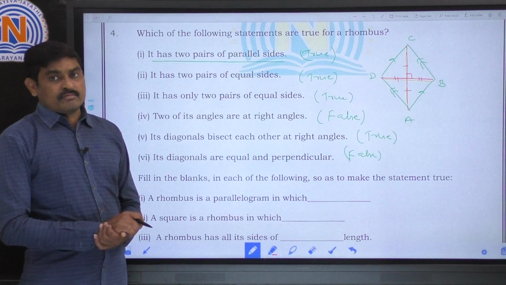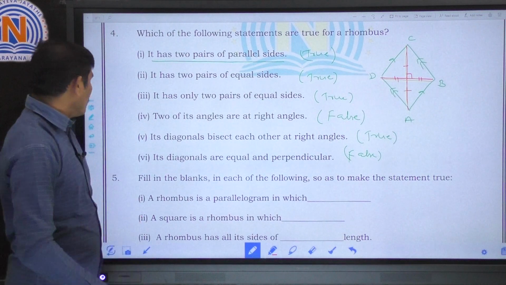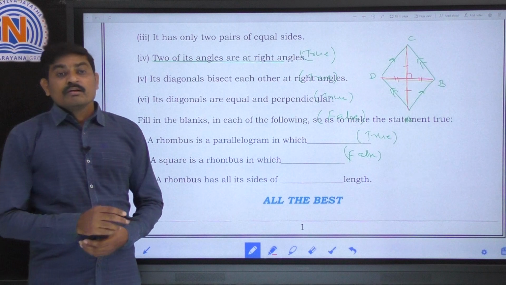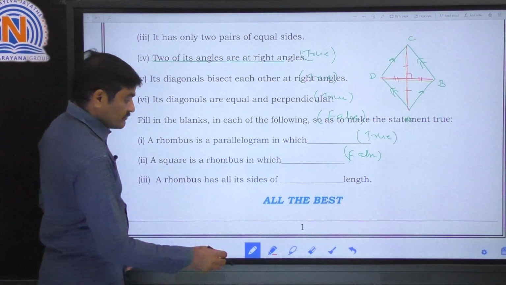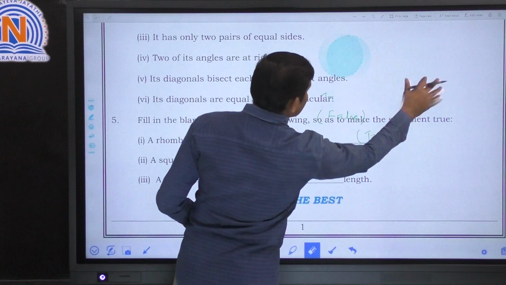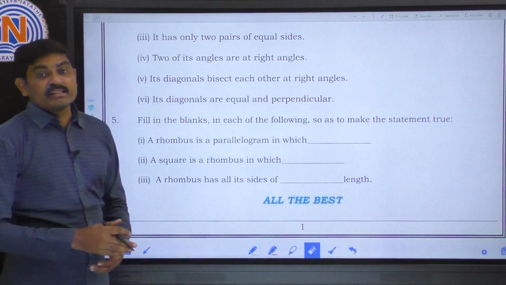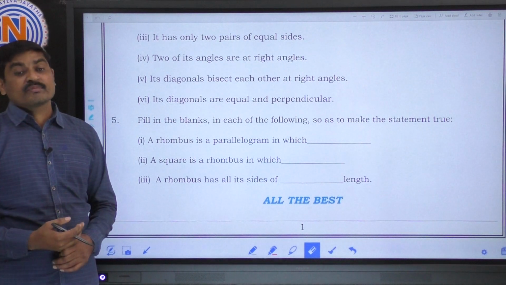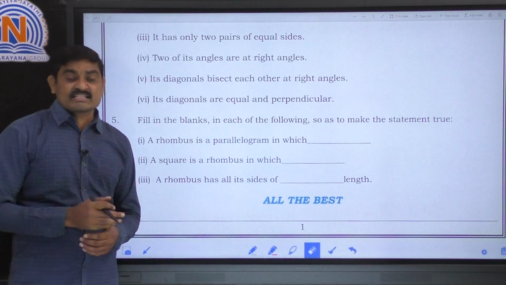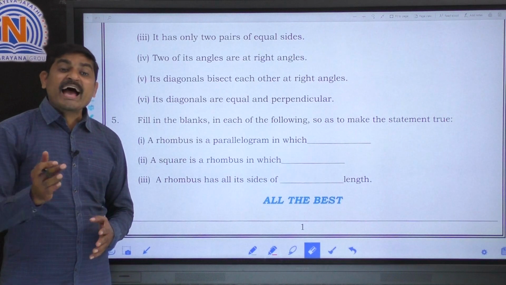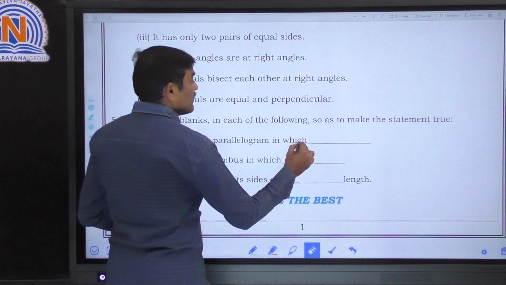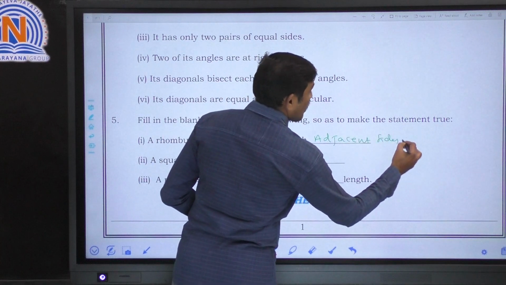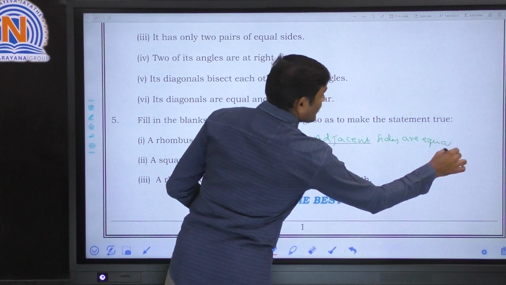This is about the fourth one. Let us move on to the fifth one. Fill in the blanks in each of the following so as to make the statements true. A rhombus is a parallelogram in which adjacent sides are equal. Why are the adjacent sides equal?